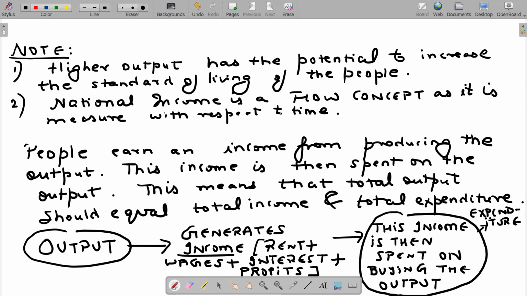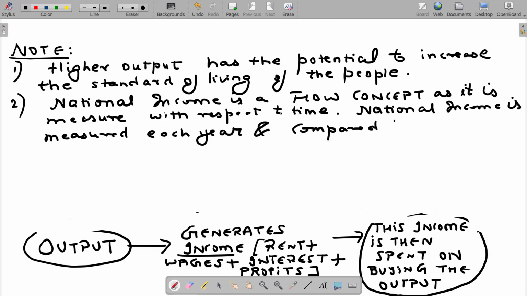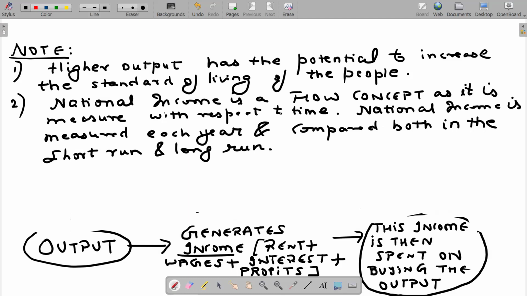So I can write that national income is measured each year. Let me erase this paragraph off and then I can continue. National income is measured each year and compared both in the short run and the long run. So these are two important points of note for us to understand.